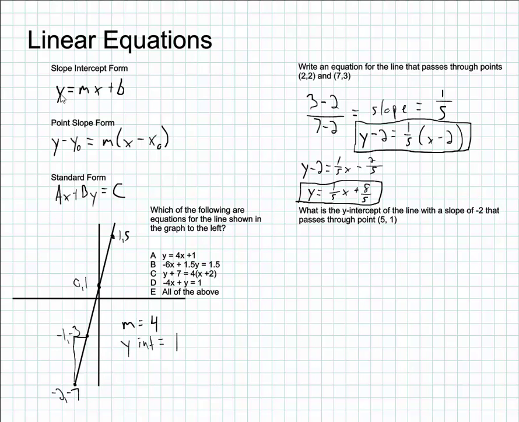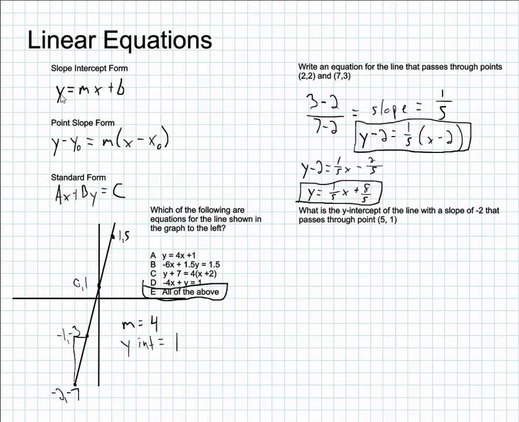Finally, we have another equation that does look like it's written in standard form. This we can actually very easily solve for y. We would just add 4x to both sides, and you'll realize that that would give us y equals 4x plus 1, which is exactly the same as A. So E, all of the above, is going to be the answer. All of those are equally valid equations for the graph of the line.